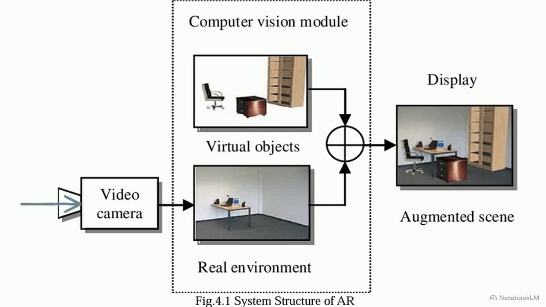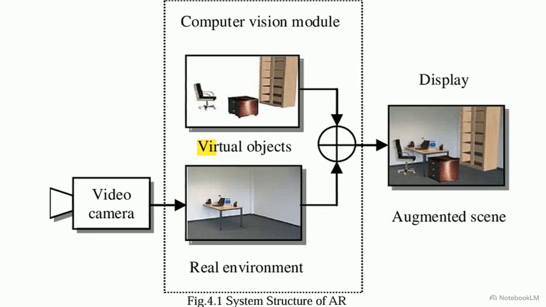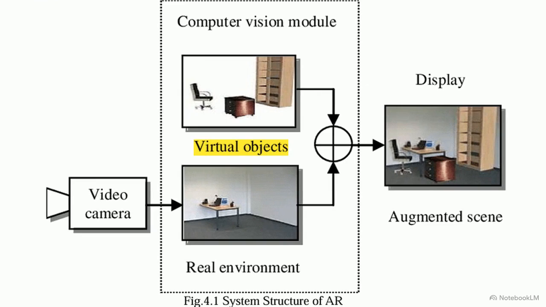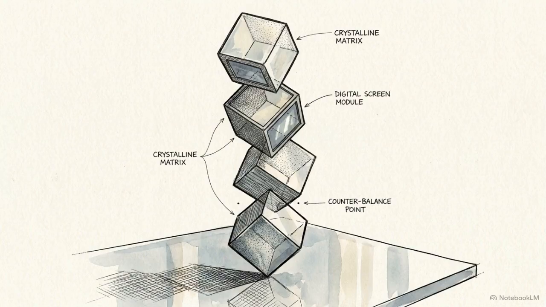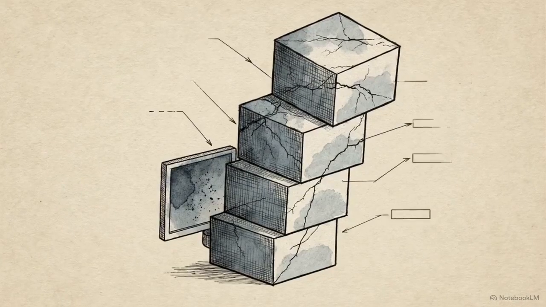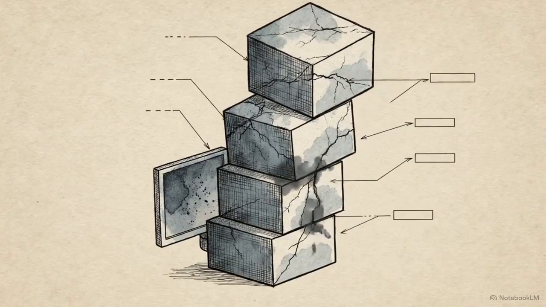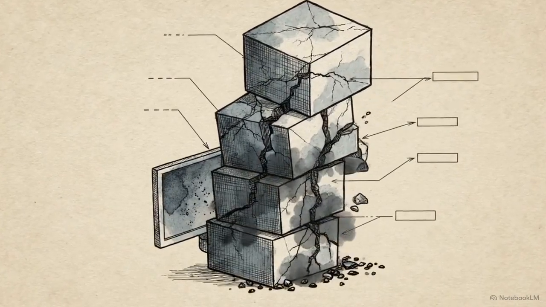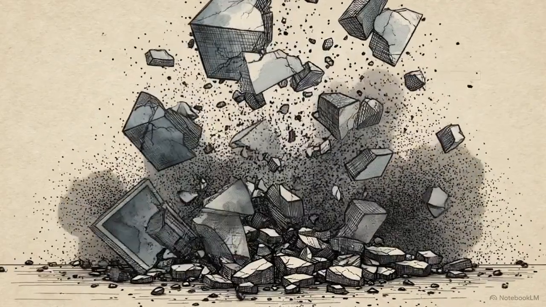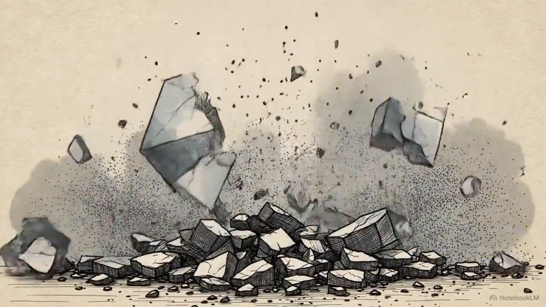The pipeline begins at the input nodes. A camera ingests raw visual data from the real environment. This routes into a computer vision module, merging with virtual objects, then composites into an augmented scene for the display. True augmented reality operates like a house of cards. If any single node in this continuous pipeline drops a frame, miscalculates depth, or lags, the entire illusion collapses and the user experiences immediate disconnect.